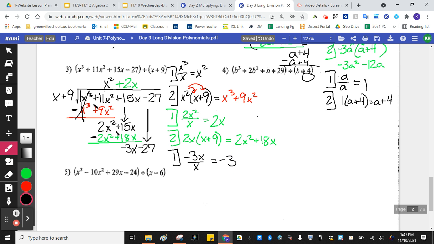-3. See, I ran out of room, so anything left over would be a remainder. We don't have a remainder on this one, but I just wanted to state that.